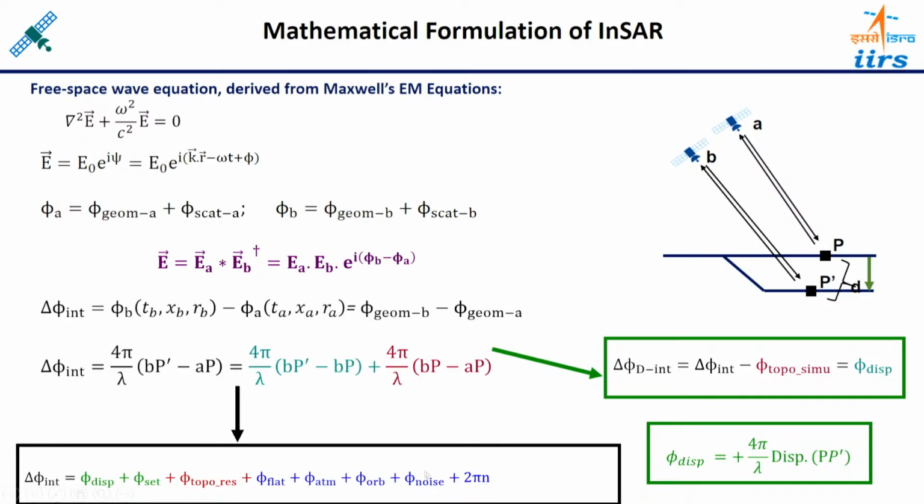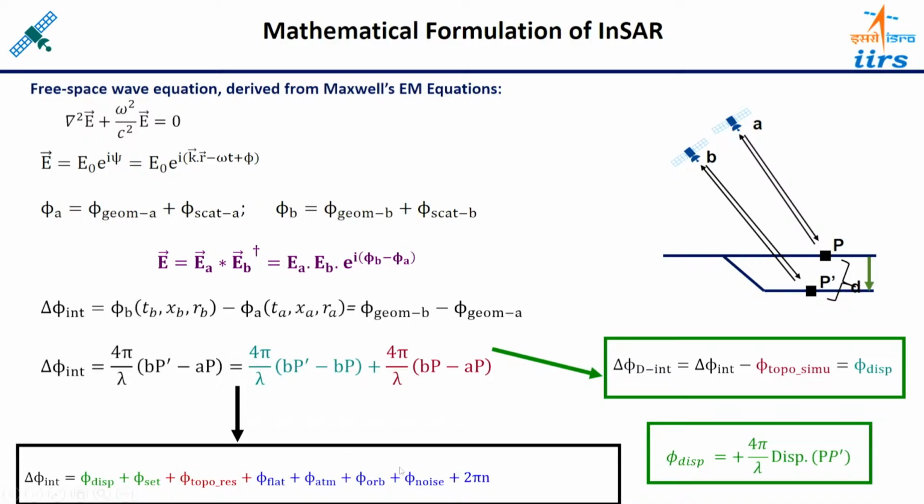That is represented by phi noise. But keep in mind the other components like SET, flat earth phase, atmospheric phase, orbital phase, these you can remove by applying corresponding data sets. But the phi noise you cannot remove. Whatever noise you have invited at the time of data selection will remain till the end of this analysis. And 2 pi n, by means of phase unwrapping, you can calculate the value of n. 2 pi is already constant.